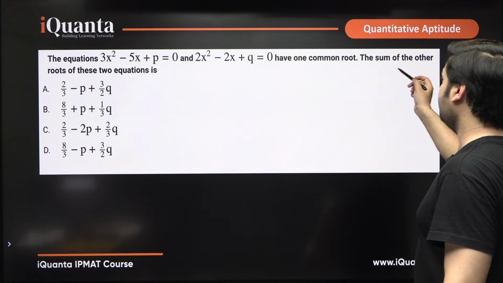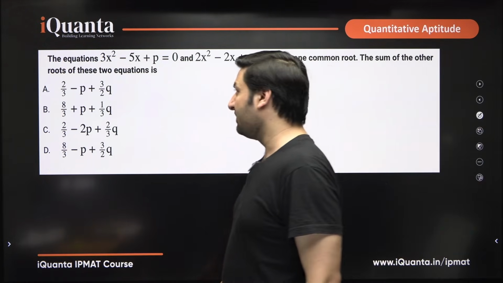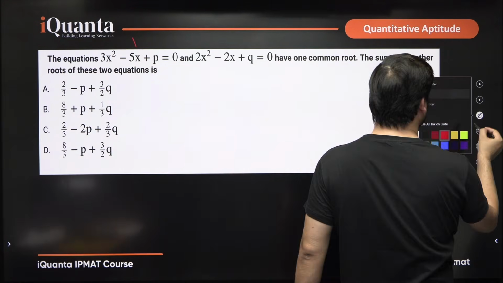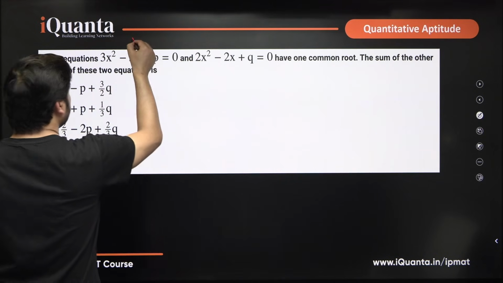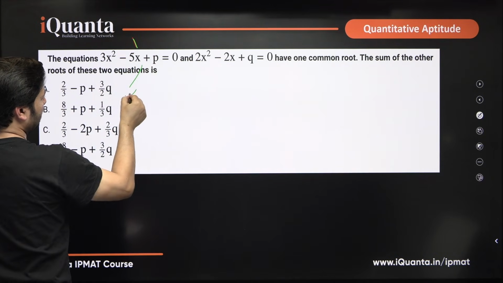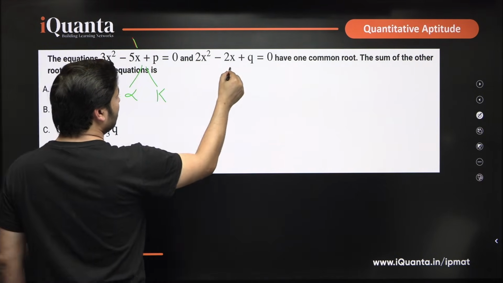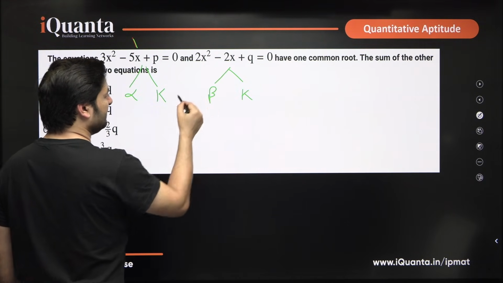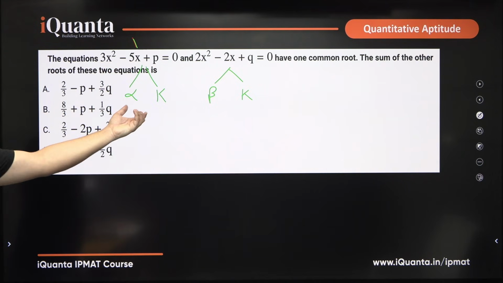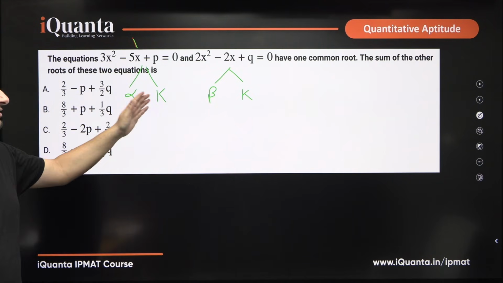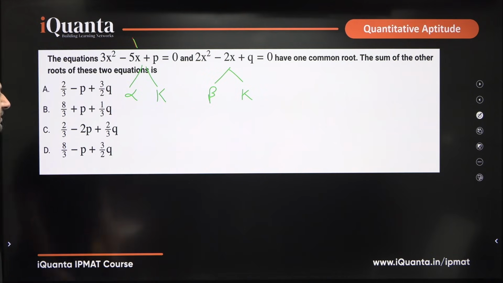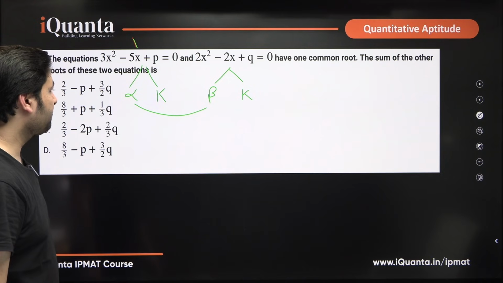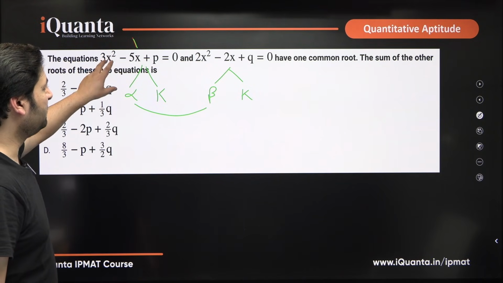The question asks for the sum of the other two roots of these two equations. Suppose one of the roots of the first equation is taken as alpha, and the other is k. This is another equation having two roots. Let k again be the common root while beta is the other root. So I have two quadratic equations, two roots for each, one root is common, the other two roots are different, alpha and beta. It is asking me the sum alpha plus beta. Okay, so what can I do here?